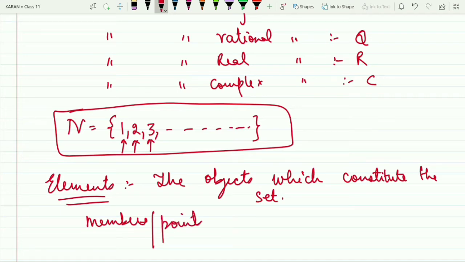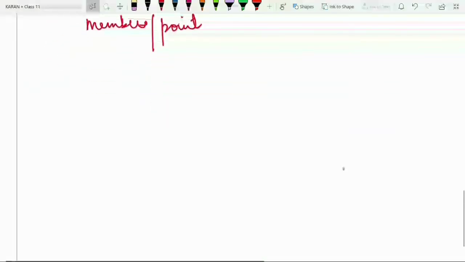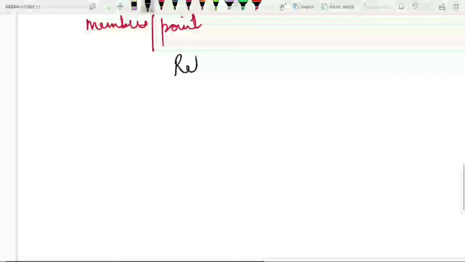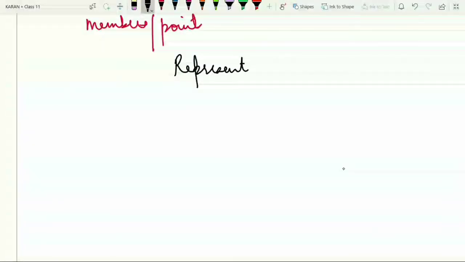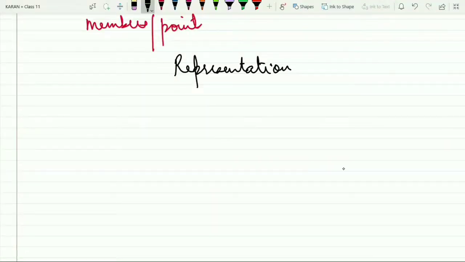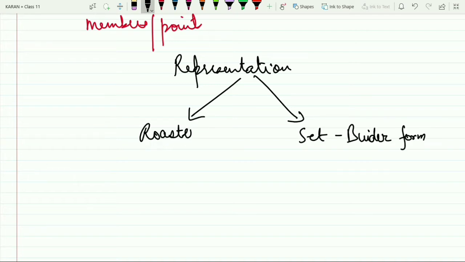Fine with this? And then we talked about whether it belongs to or does not belong to, so we are very much familiar with this, right? Now the sets can be represented in two ways. So next we talk about the representation of a set. Sets can be represented in two ways, that is, the roster form and the set builder form.